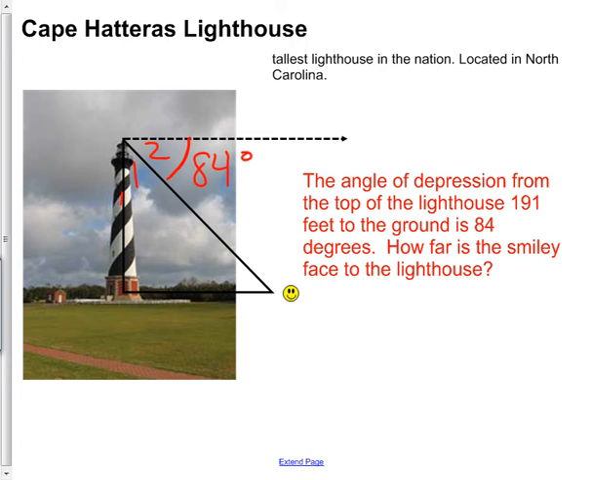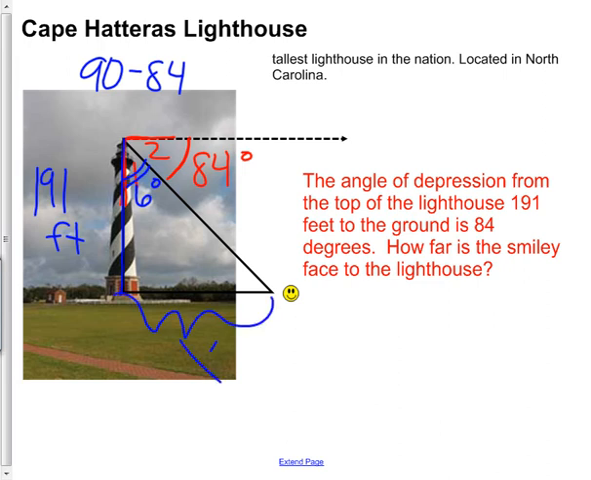What kind of angle does this form? A 90 degrees. So can I figure out this angle? What is it? 6 degrees because we did 90 minus 84. Complementary angles that add up to equal 90. And then we also know that the lighthouse is 191 feet tall. And we're trying to find this right here. I want you to try to solve it. How would you solve that problem?